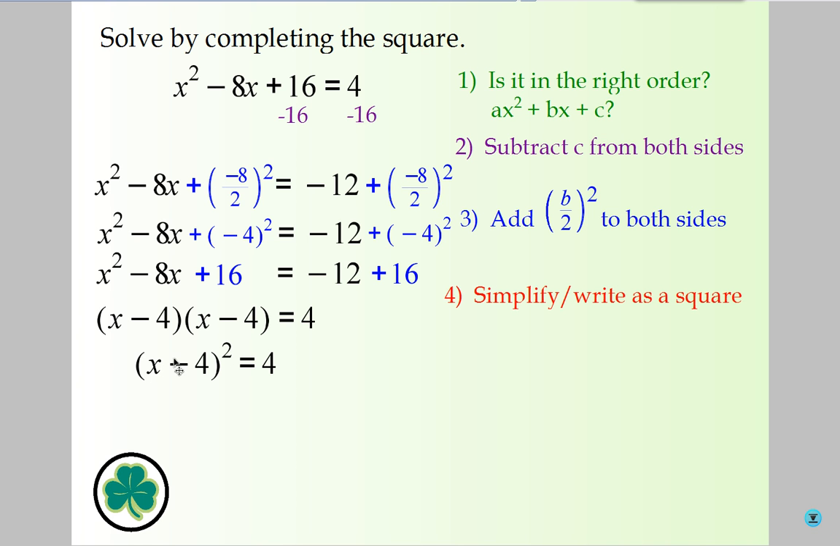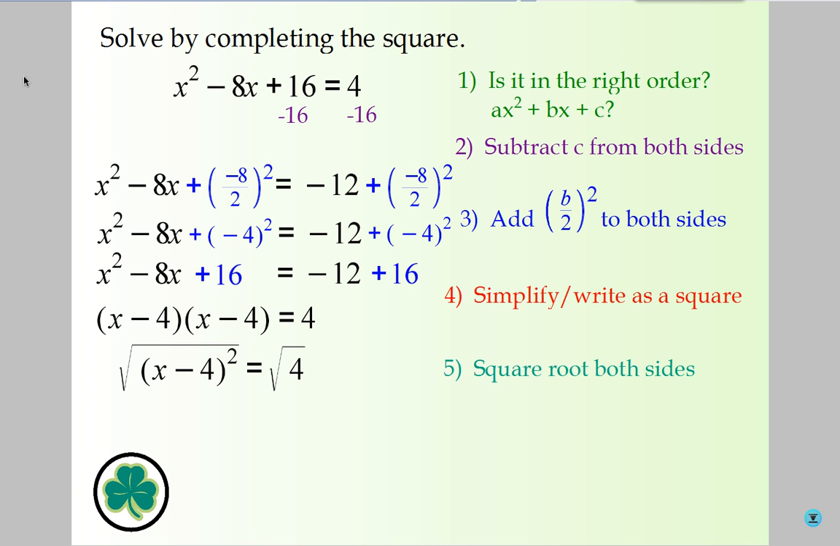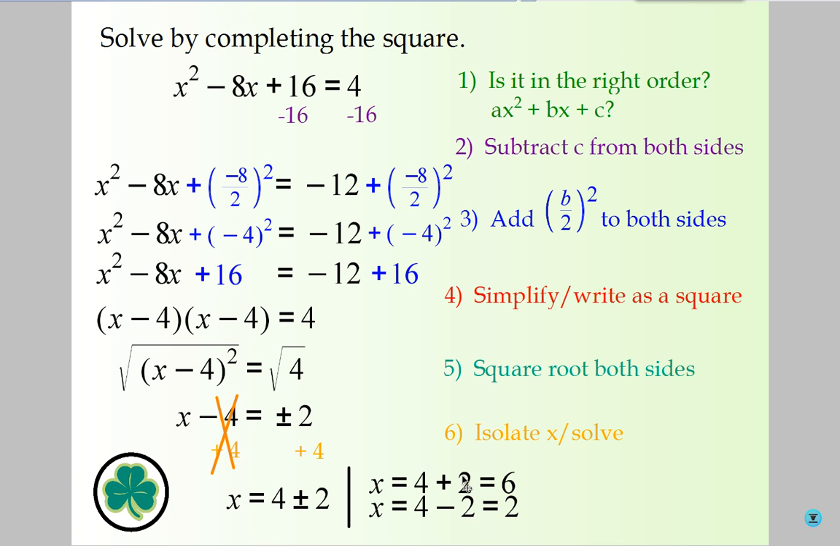Now that I have my squared term, I can square root both sides. On the left, it's just going to get rid of the squared, and on the right, it's going to give me a positive and negative number. When I add 4 to both sides to isolate x, I get x equals 4 plus or minus 2. I have two equations there, two solutions. One is 4 plus 2 and one is 4 minus 2. 4 plus 2 gives me 6, 4 minus 2 gives me 2, and those are my two solutions.